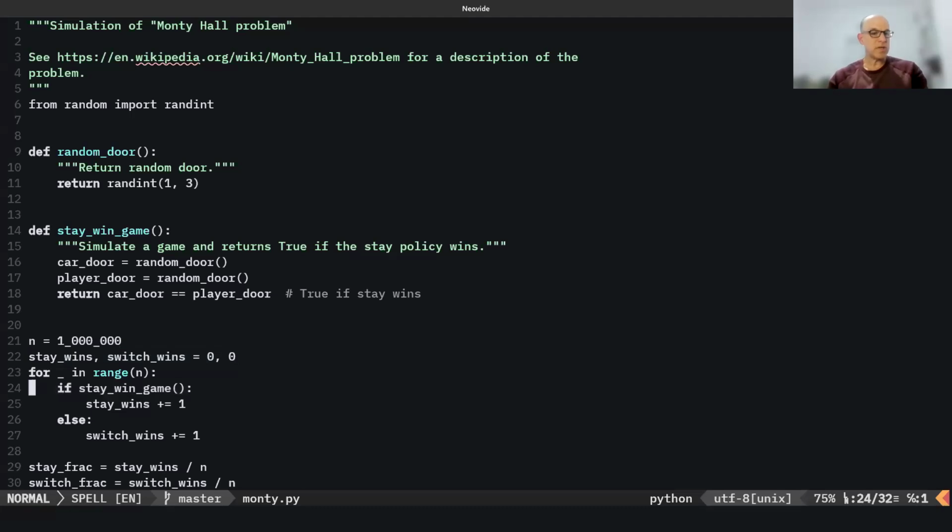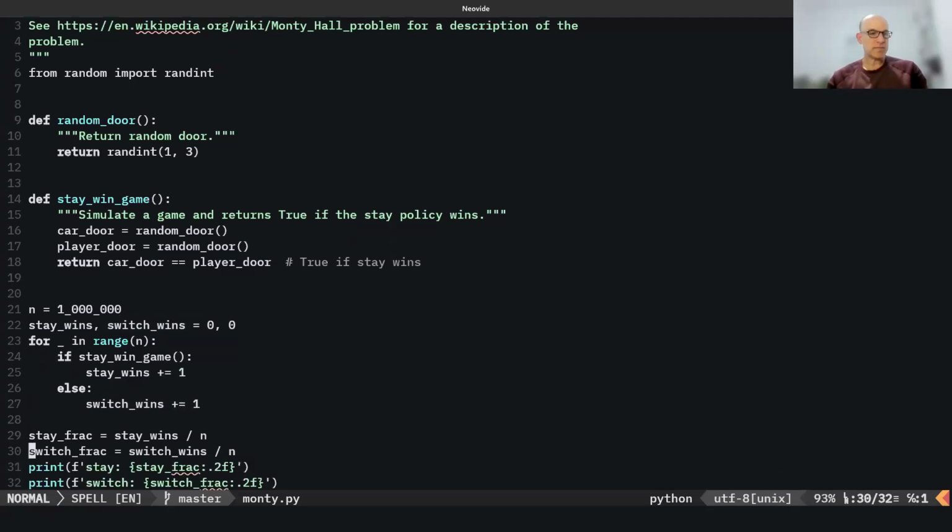And I'm going to run the simulation. If stay wins the game, I'm incrementing the stays. Otherwise, I'm going to increment the switch wins. And then I divide them by n. So what is the fraction of times we won? And I'm printing out the fraction of times we won with staying and the fraction of times we won by switching.